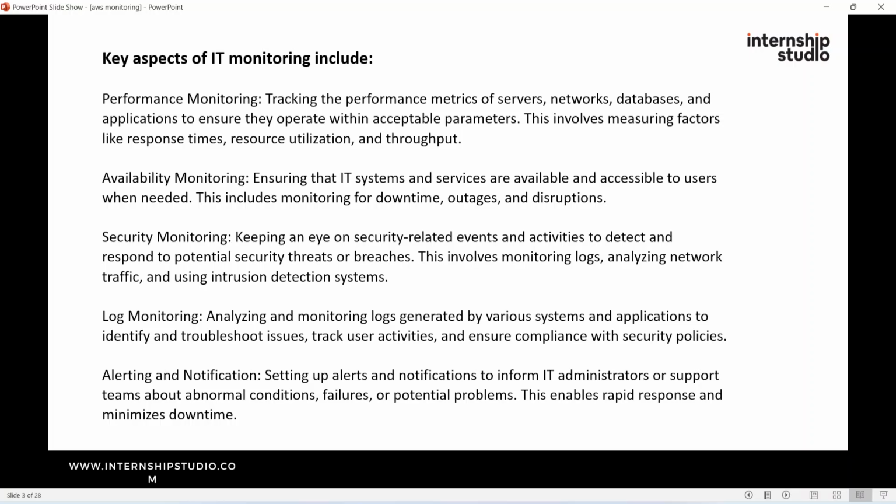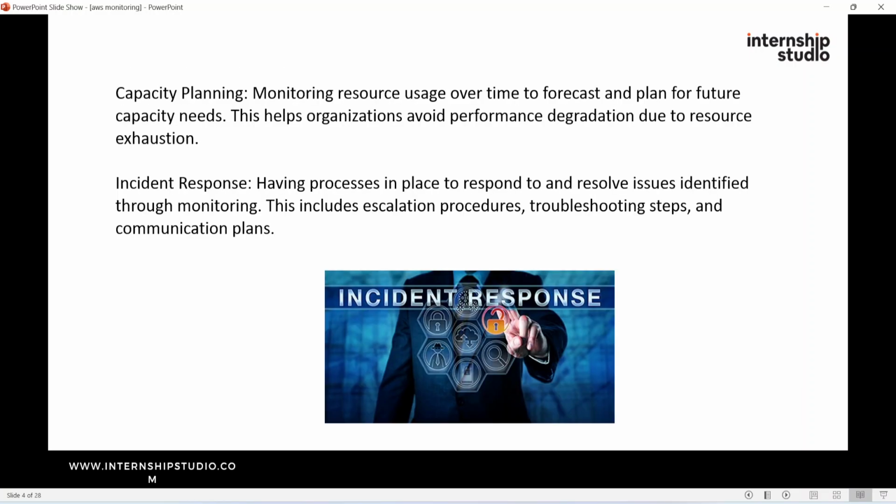This also enables proactive issue resolution. It reduces response time to incidents, and it minimizes the impact of potential IT problems. So these were some key aspects initially.